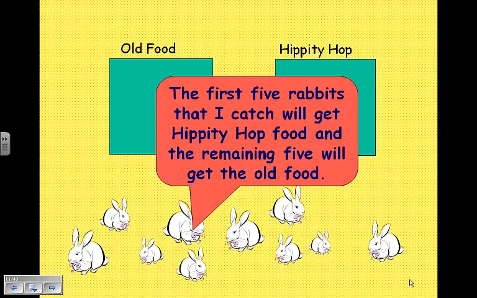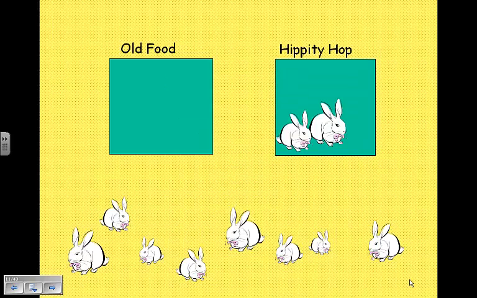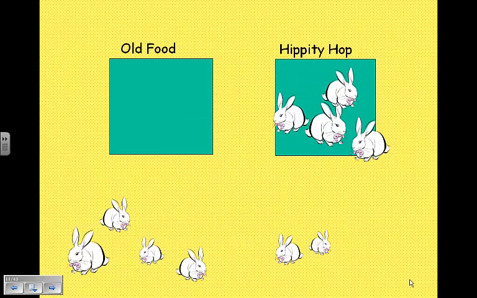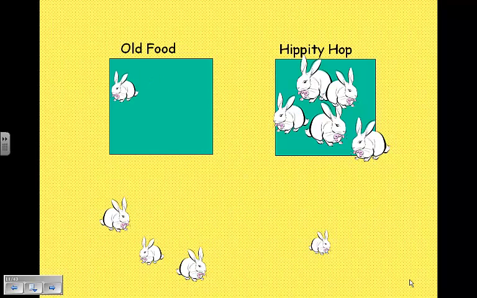I'm pretty fast on my feet. I'm going to go out there and catch a bunch of rabbits. First 5 that I catch will get the hippity hop. The next 5, they get the old food. Here we go. First 5. They all got the hippity hop. The next 5, they all got the old food.